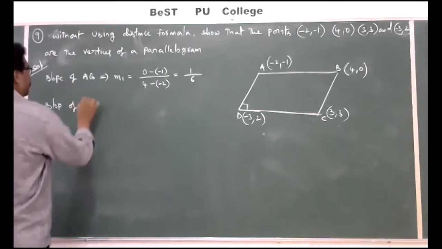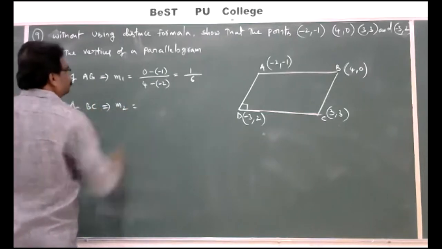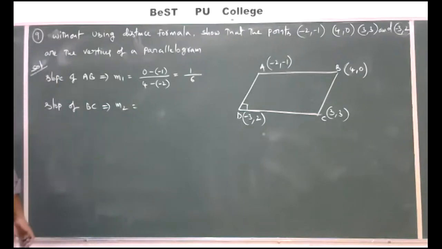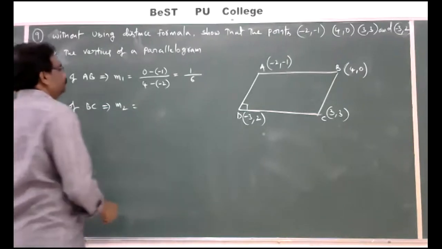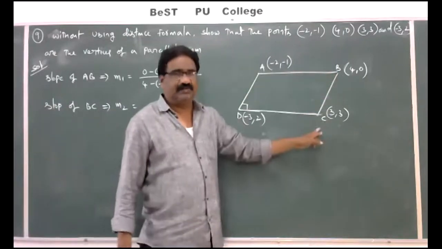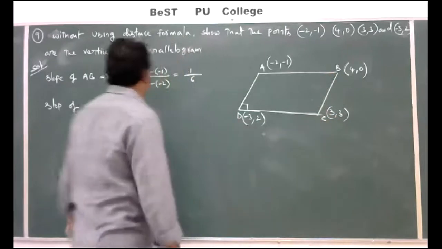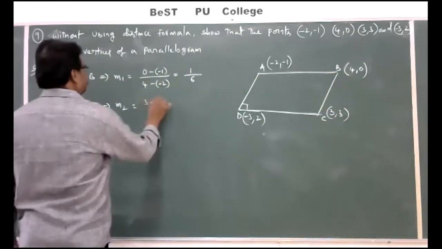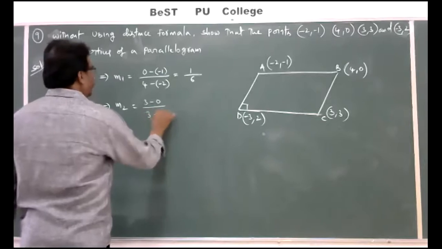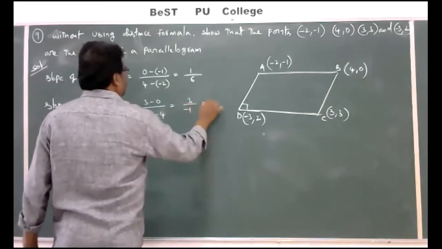Slope of BC, that is M2. Here X1 Y1, X2 Y2. Apply the formula: 3 minus 0 by 3 minus 4. That is 3 by -1, that is minus 3.